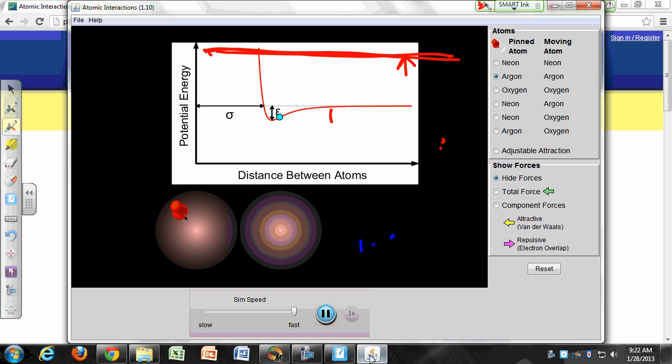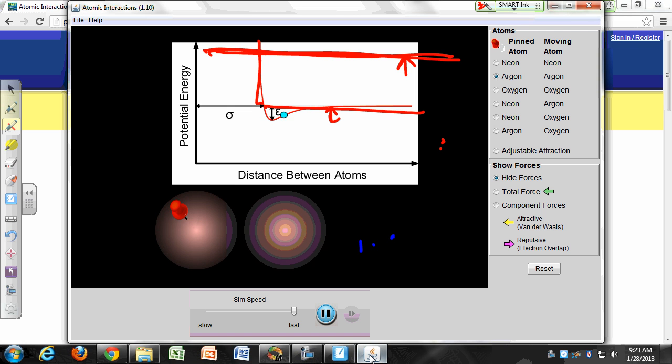Typically once you get to really high temperatures, this well depth right here becomes negligible. So attractive forces at very high temperatures would end up having minimal effect on the behavior of the gas as compared to the ideal gas behavior. At very high temperature, this is essentially flat in comparison to the total energy.